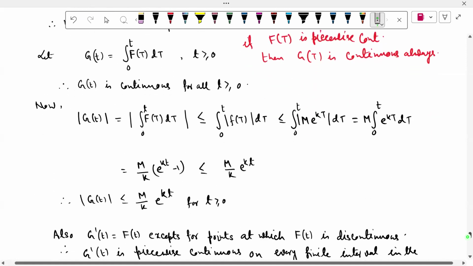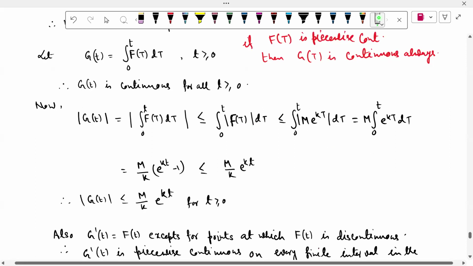Now mod of G(t) is equal to mod of the integral from 0 to t of f(t) dt, which is less than or equal to the integral from 0 to t of mod of f(t) dt. This should not be small, this will be capital; there was a mistake. We take this mod inside. Now put the value of f(t): we assumed that mod f(t) is bounded by M e to the power kt. So we put this value here. Now M comes out because M is a constant positive number, and mod of e to the power kt is exactly equal to e to the power kt for positive t.